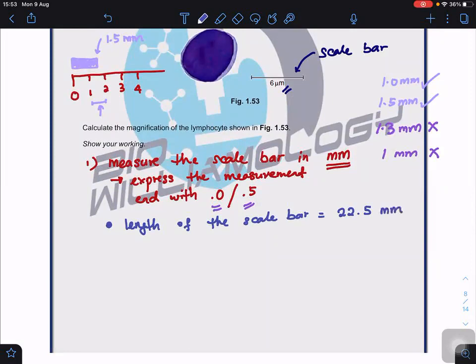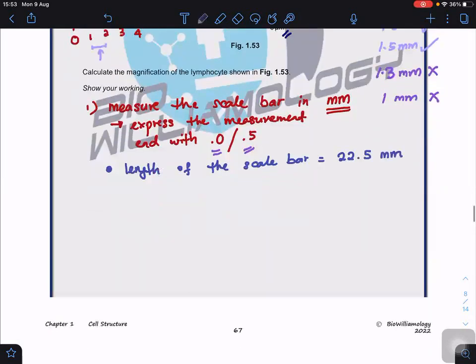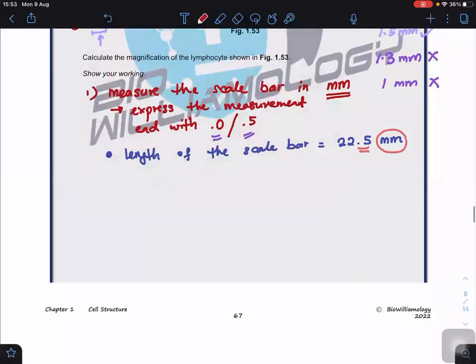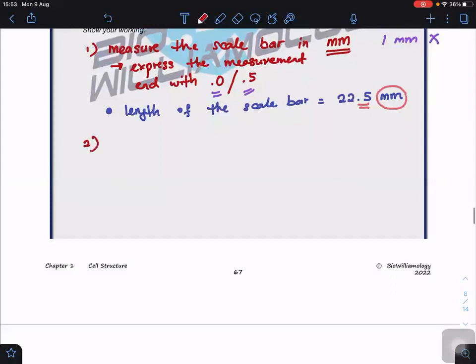Yours, check. Again, I say that's very important, and with 0.5 it must be in millimeter. Now next, I calculate the magnification. Step number 2, you calculate magnification.